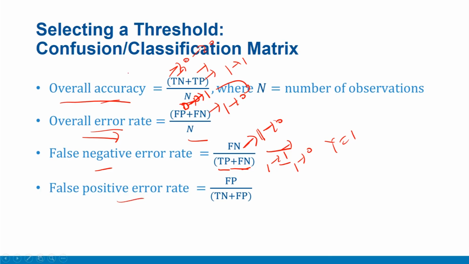Similarly, we have false positive rate. False positive rate is theoretically those that are zeros incorrectly classified as ones. So in the numerator we have zeros incorrectly classified as ones, and they are divided, in the denominator, by total number of zeros. That means true negatives, zeros that are classified as zeros, plus false positives, that means zeros that are classified as ones. So this is the false positive error rate.